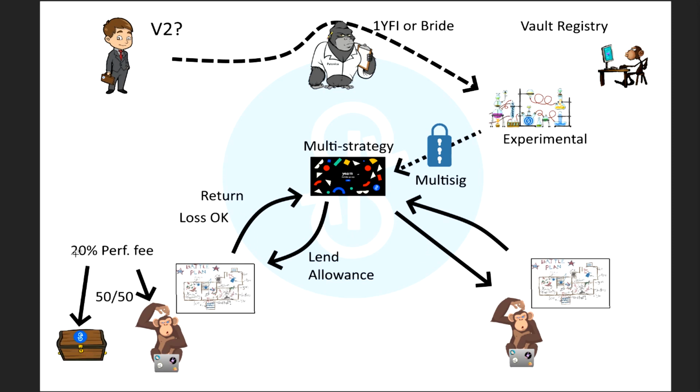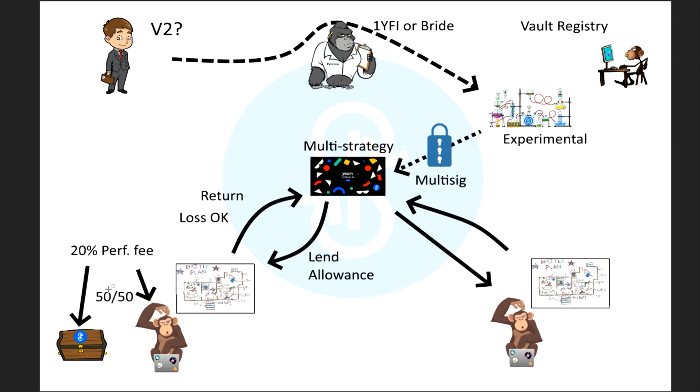So each strategy has a performance fee. And this performance fee is usually split 50-50 between the strategist, the person who designed this strategy, and the vault or the treasury of Yearn Finance. So all the profits, not the amount of money inside, the profits are charged 20%, and half of that will go to the strategist and half goes to the treasury.